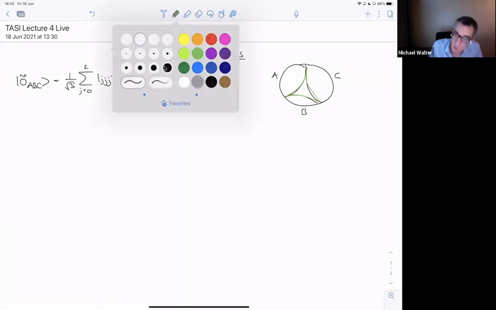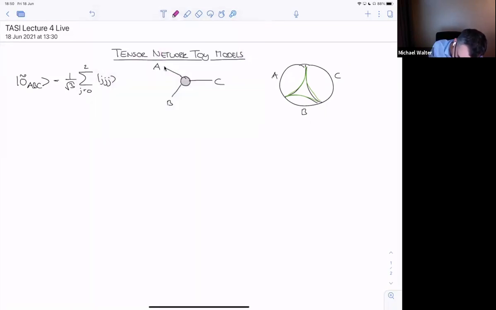So if I want to separate A from BC in this picture, there's two ways of doing it. I can either cut here or I can cut here. If I cut like so, I'm only cutting a single bond of dimension 3. If I'm cutting like so, I would be cutting 2 bonds of dimension 3, right?